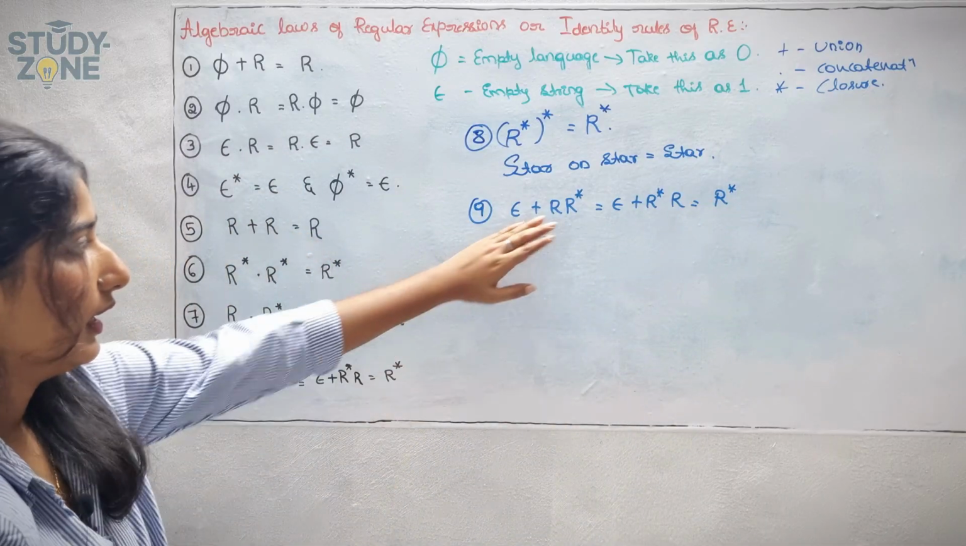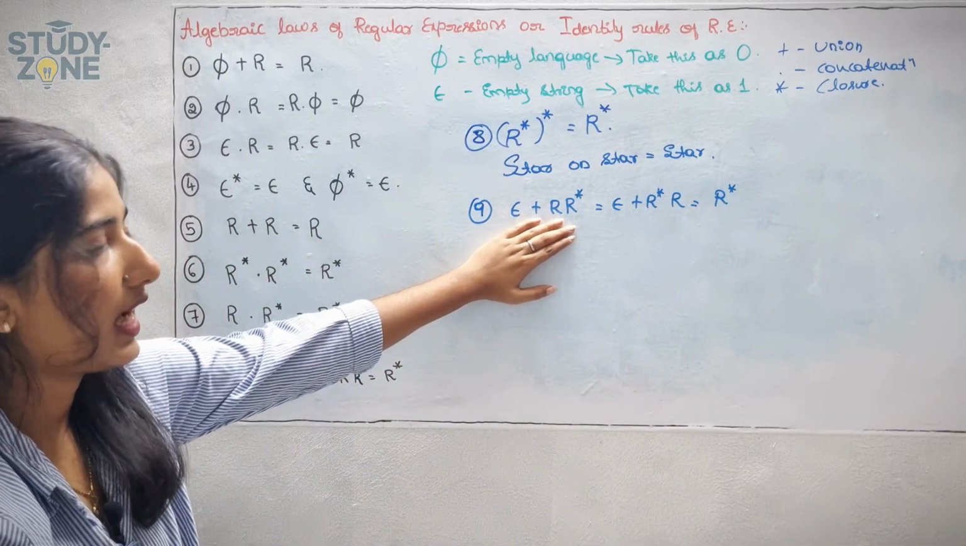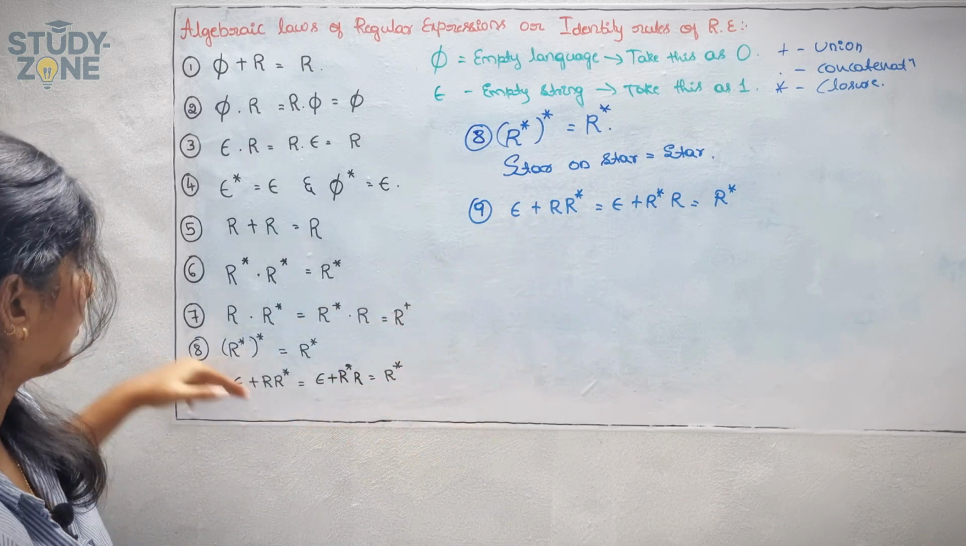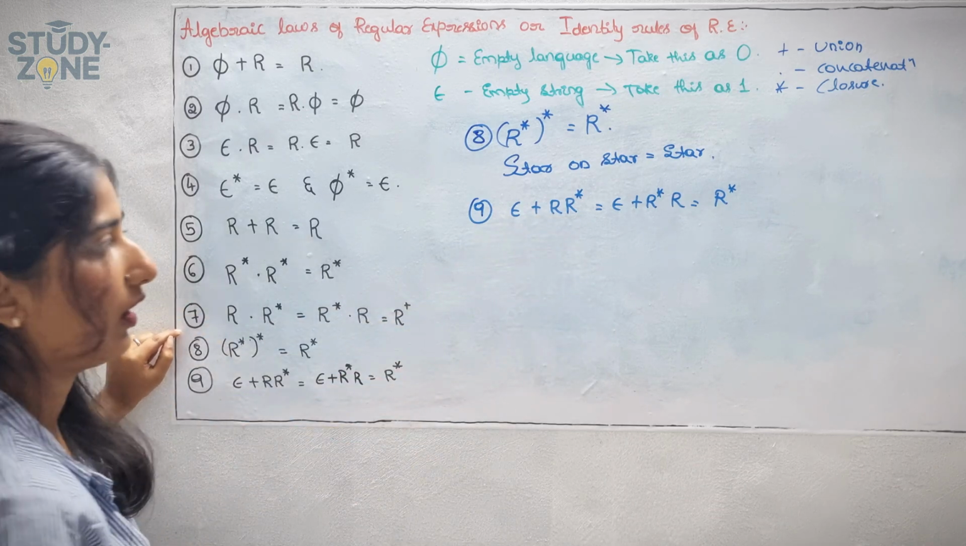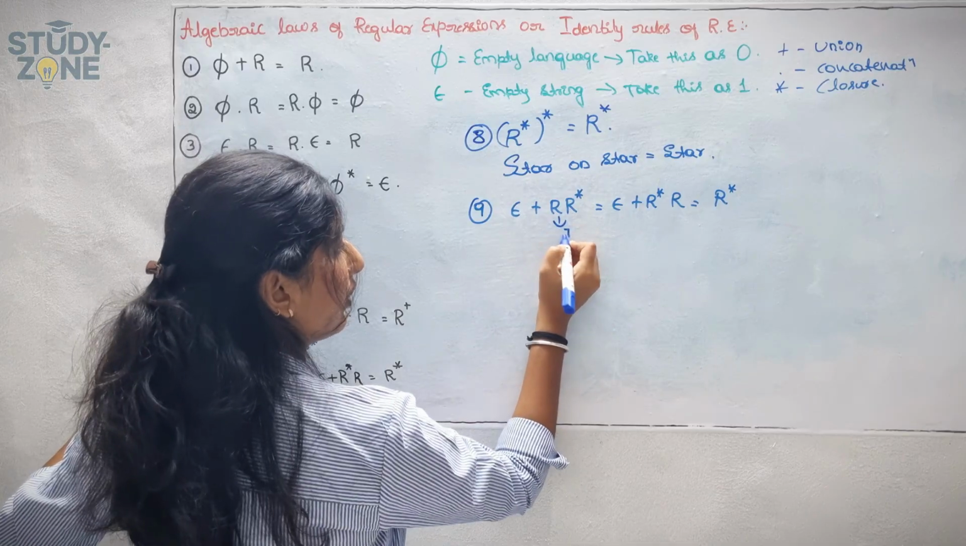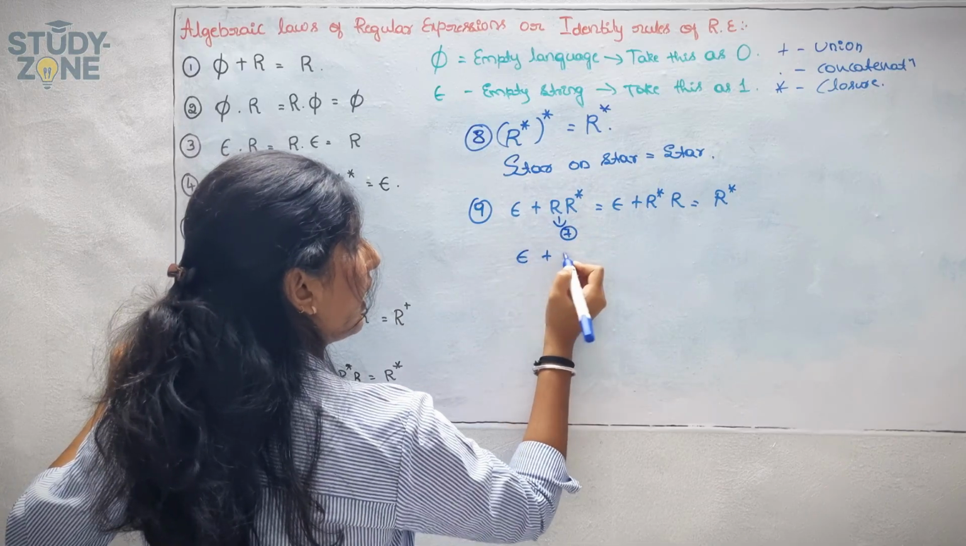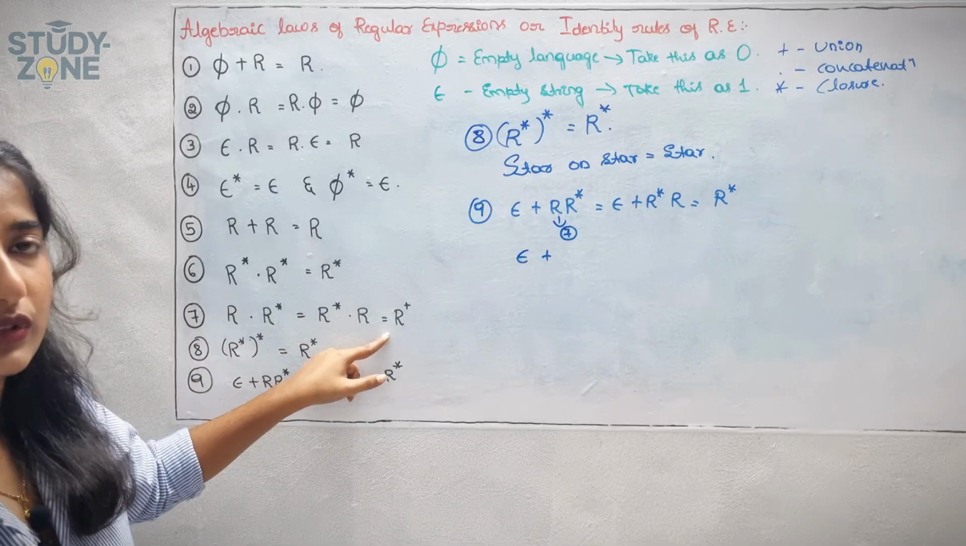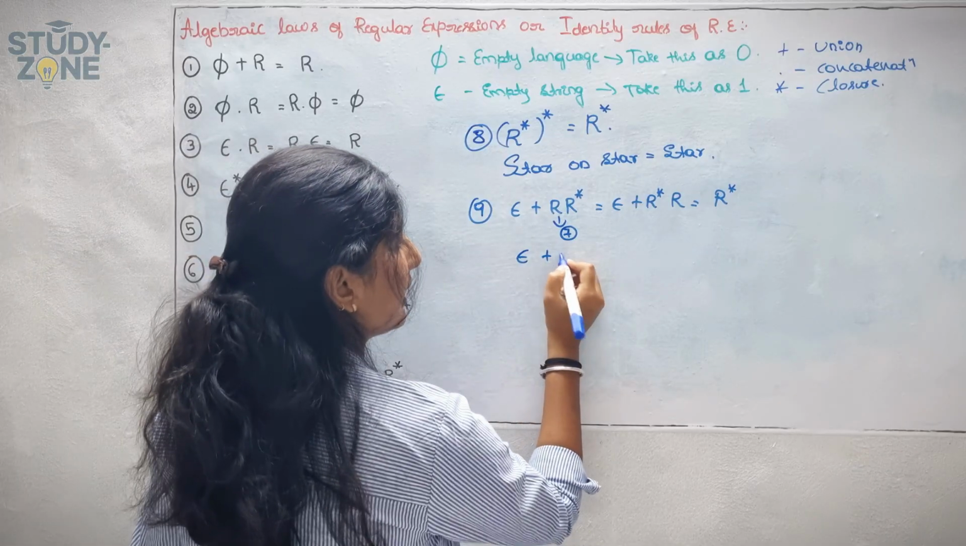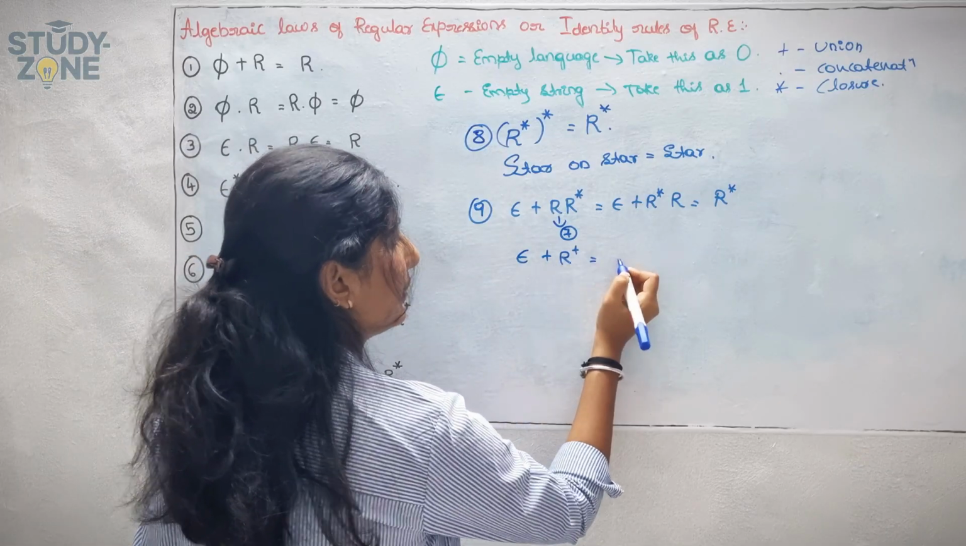I hope you got this one. What is R into R star? Go to the 7th law. From the 7th law we get to know that R into R star equals R plus, right? So epsilon plus R plus.